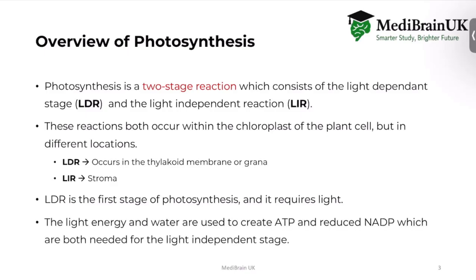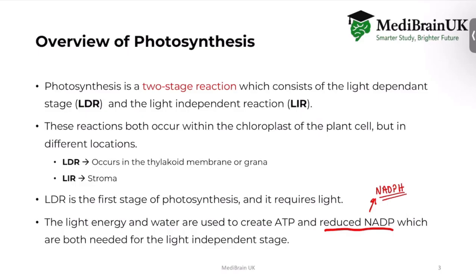So the light energy and water that is used in your light dependent reaction is used to create ATP and reduced NADP. Remember when we spoke about reduced NADP? Reduced NADP just means NADP which has gained a hydrogen. So it's NADPH. And remember the P, because in respiration there is no P, it's NAD. So we have NADPH. Okay, and both of these products, ATP and NADPH, are needed from this reaction for the light independent stage of photosynthesis, which is occurring in your stroma.